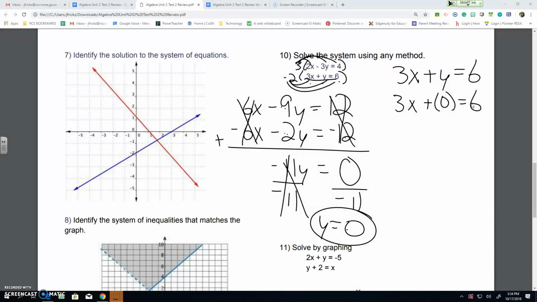Now, I did have a student today that was very, very bright. He said, well, Coach Fricks, instead of subtracting 0 from both sides, can I just say 3x plus 0 is 3x, and that's equal to 6? And I said, yes, you can. So that's what we'll do here.